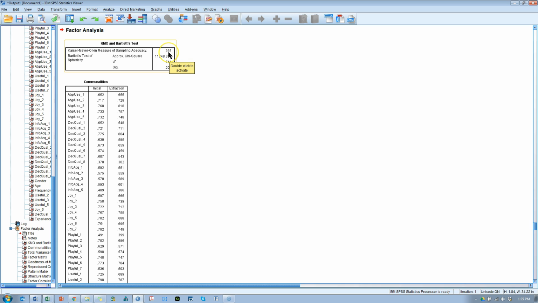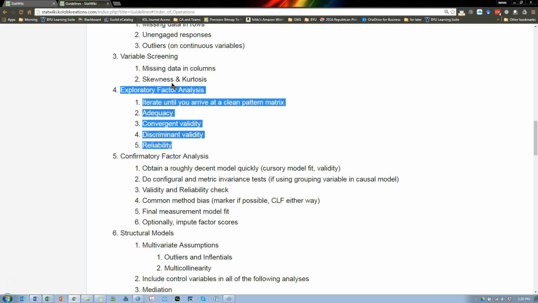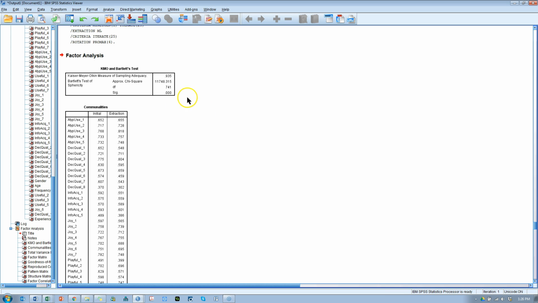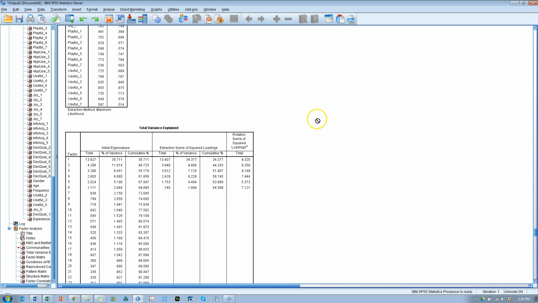We want to look at KMO. KMO looks good, 0.935. You want this above 0.7, ideally above 0.9. You want the sig value to be significant. This is all part of adequacy. We're going to talk about adequacy, validity, convergent, discriminant, and reliability. Okay, back here. We look at the extraction column, and we want to see if there's anything less than about 0.3. We're at 0.3 on decision quality 8, borderline. Looking pretty good. Okay, moving on.